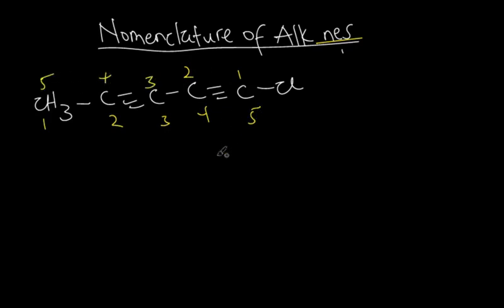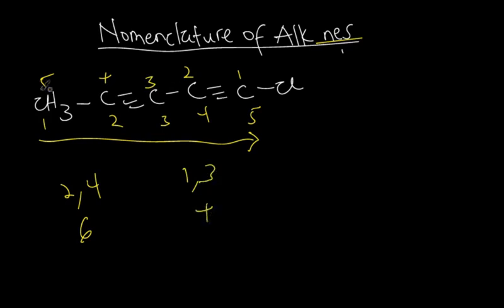So let's look at something. When we are counting in this direction, we have that triple bond on carbon 2, and then we have another one on carbon 4, making a total of 6. In this direction we have it on carbon 1, and then another on carbon 3, making a total of 4. So we will choose the top counting and not the bottom counting.